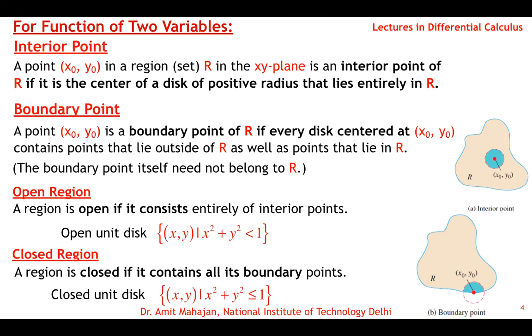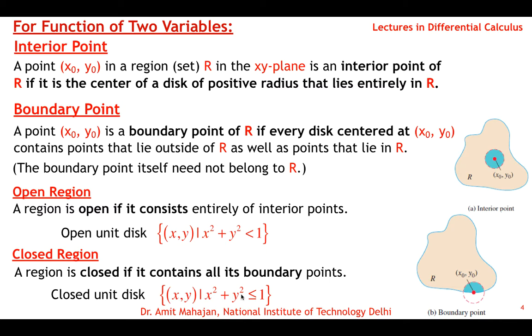The other is the closed region. Okay, so a region is closed if it contains all its boundary points. For example, the closed unit disk. Okay, so there is an equality also. That means the boundary is a circle, x square plus y square equal to 1, and all the points on that circle are part of the domain. Okay, so it is a closed unit disk.